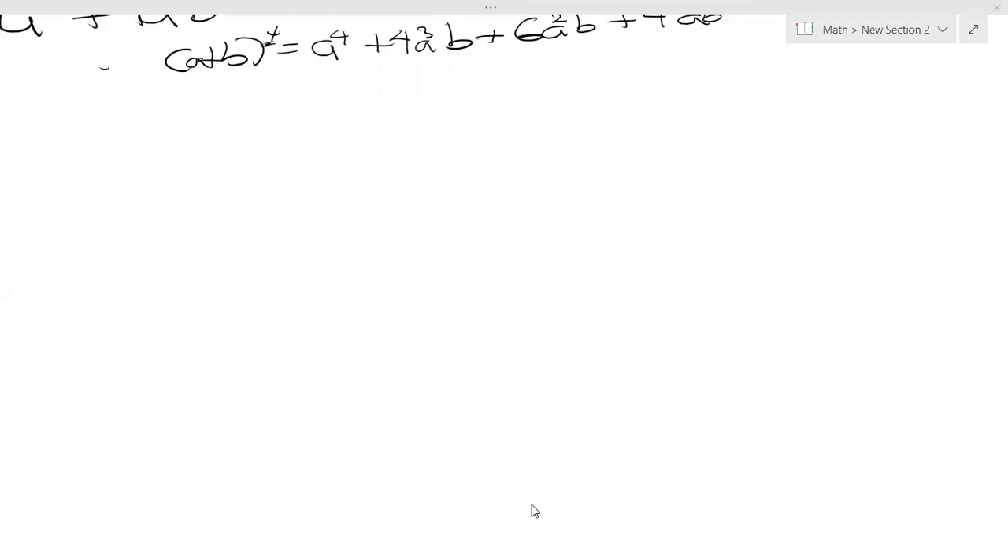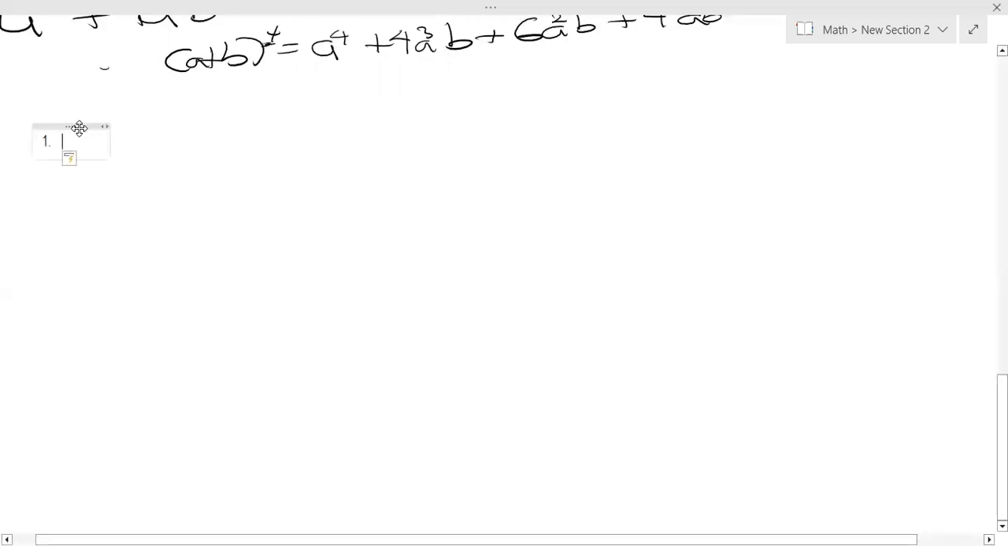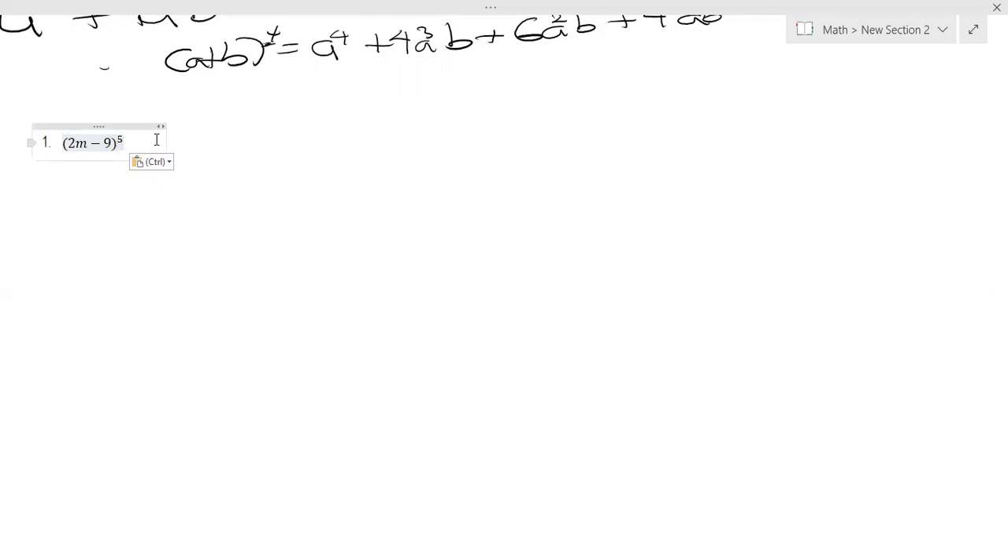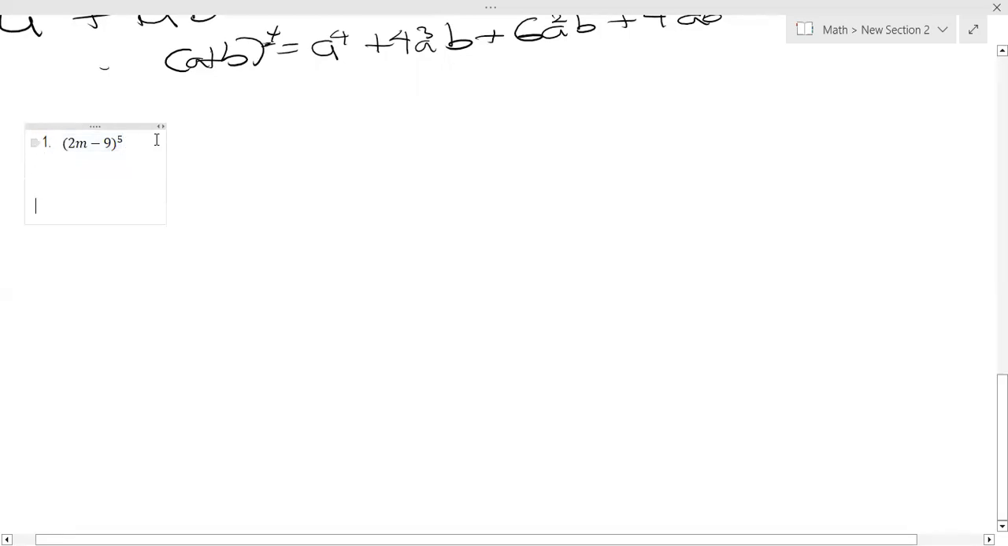So the first one I got was, let me see, let me try and copy it here. Let me write number 1. Now expand this: we have 2m minus 9 raised to power 5. Raised to power 5, we're expecting 6 terms.